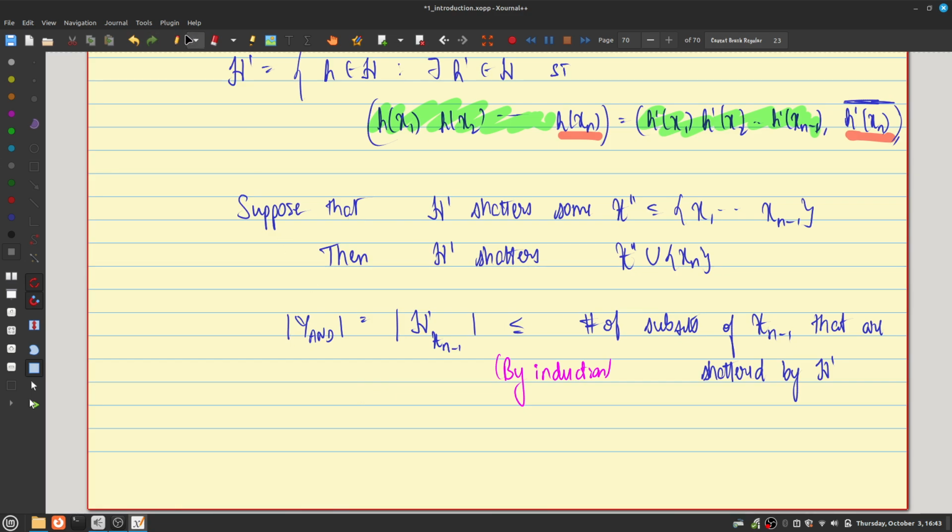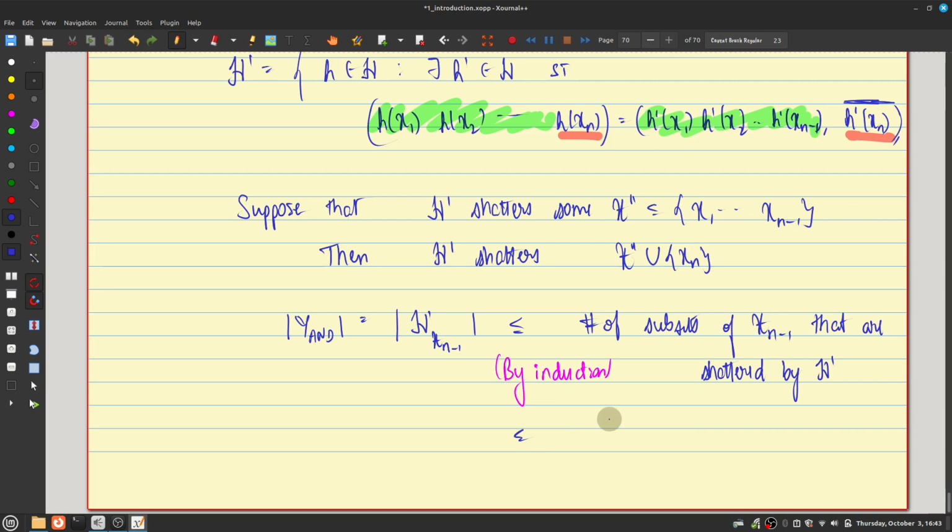So this is at most the number of subsets of Xn minus 1 that are shattered by H prime. Right? Recall that Xn minus 1, so if some set of Xn minus 1 is shattered by H prime, then H prime also shatters that set union Xn.